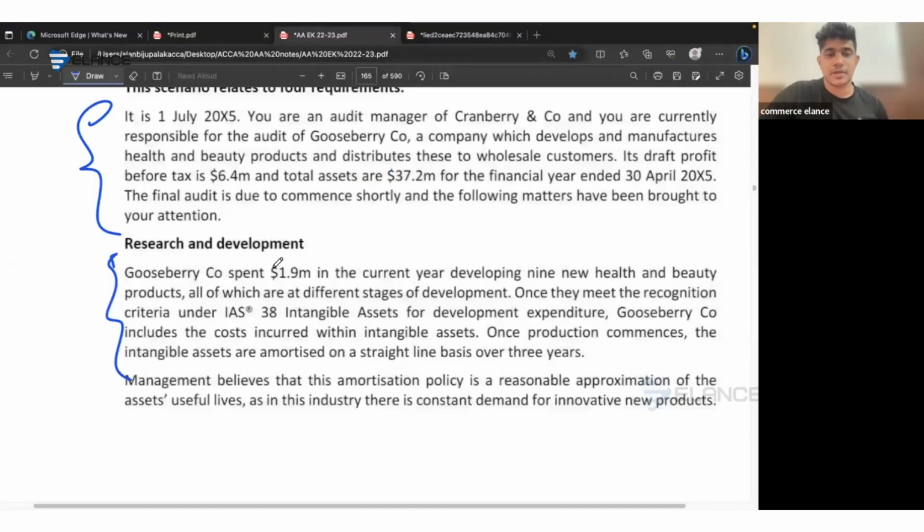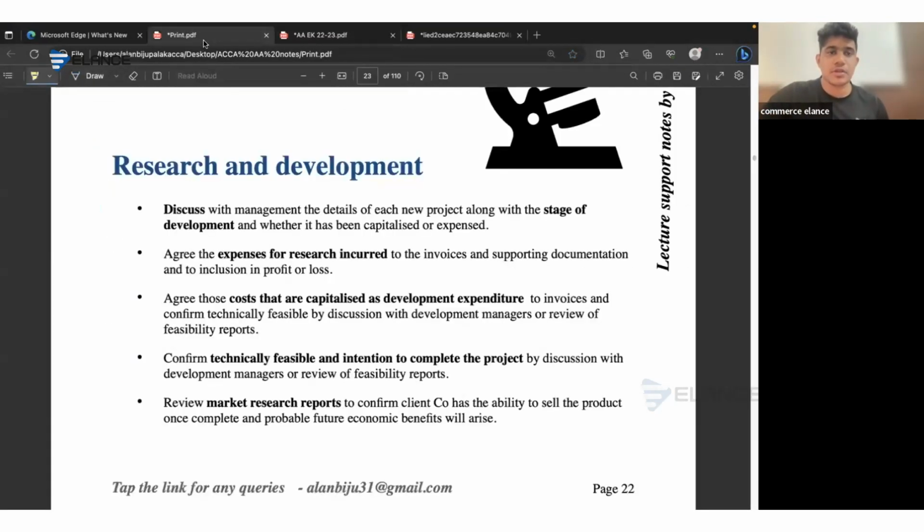And they were 9 health and beauty products. Each project details. What can we do? We studied the point, right? Discuss with the management about the details of each new project along with the stages of development and consider whether it needs to be capitalized or expensed. So we have to make it specific to the scenario.